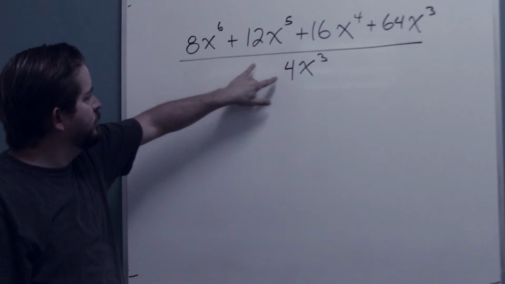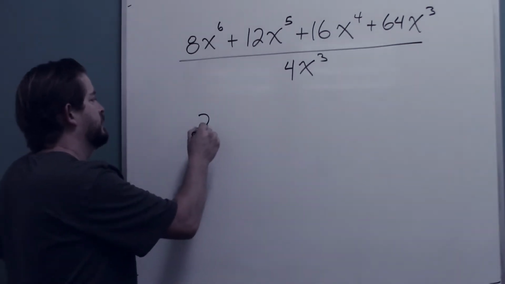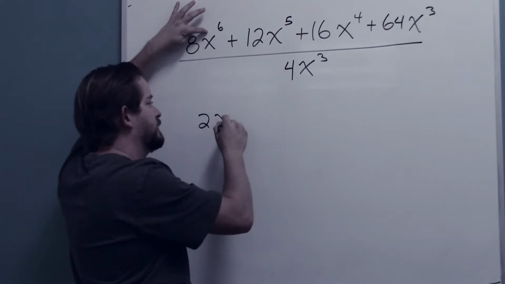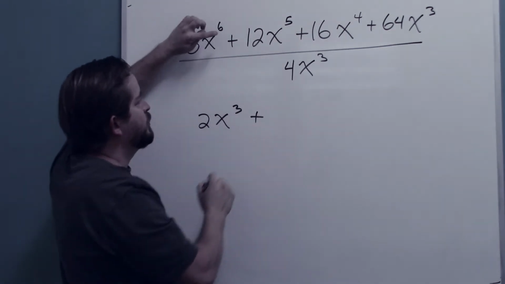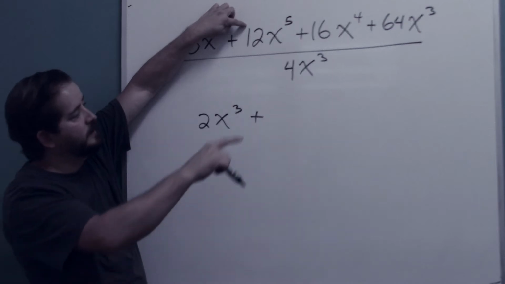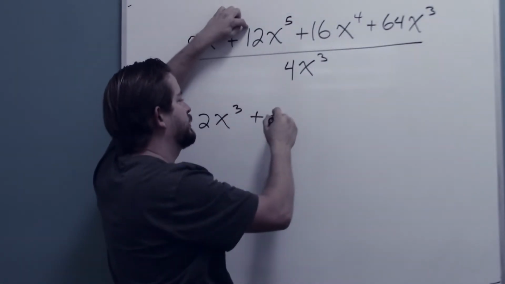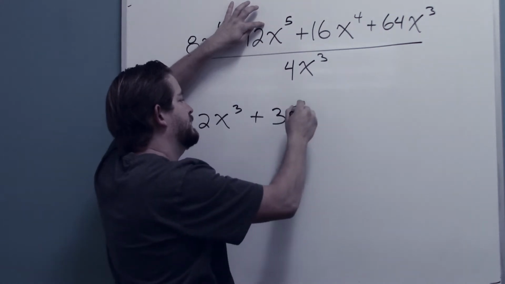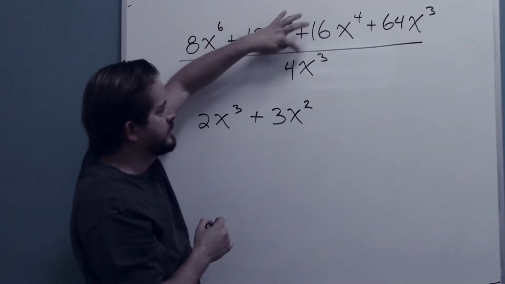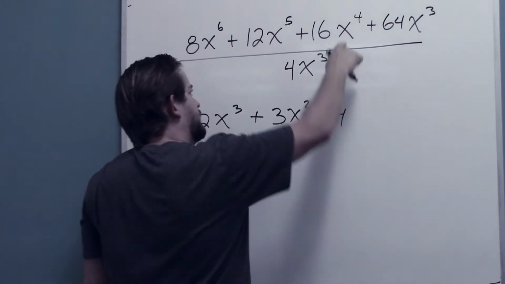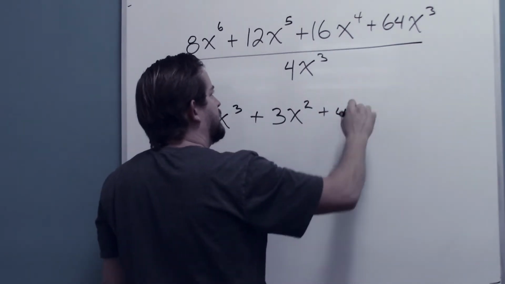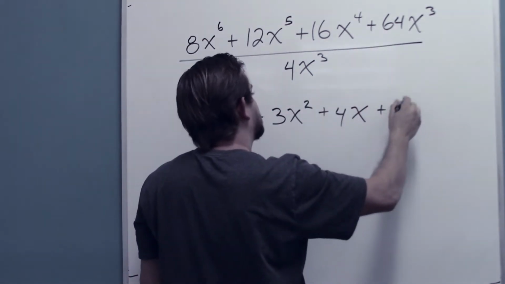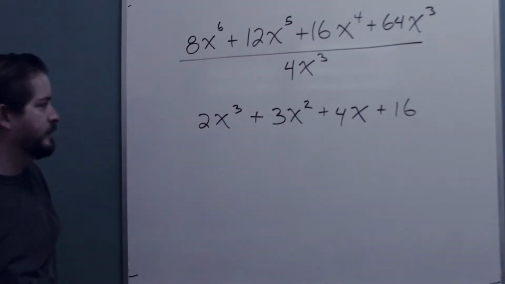So I would take 8 divided by 4 is 2, and then the x's, I have x to the 6th over x to the 3rd, that leaves me with x to the 3rd. And then I move on to the next one. 12x to the 5th divided by 4x to the 3rd, 12 divided by 4 is 3, x to the 5th over an x to the 3rd is x to the 2nd. 16 over 4 is 4, and then I'm left with an x. And then 64 divided by 4 is 16. The x to the 3rds cancel out, and I've got that.